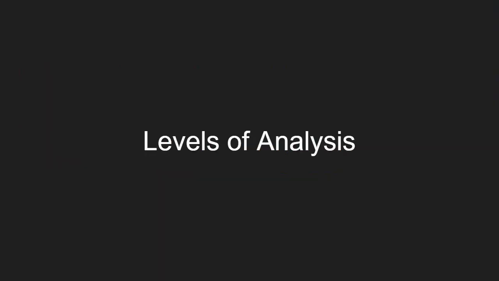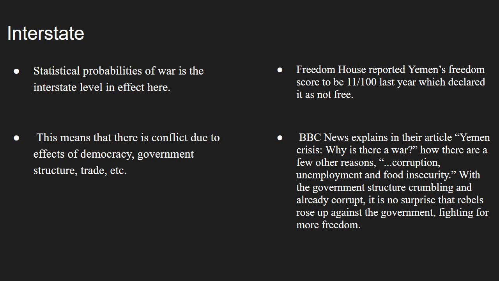Levels of analysis. Interstate. Statistical probabilities of war is the interstate level in effect here. This means that there is conflict due to effects of democracy, government structure, trade, etc. Freedom House reported Yemen's Freedom Score last year to be 11 out of 100, which declares it as not free. BBC News explains this in their article, Yemen Crisis, Why Is There a War? There are a few other reasons, corruption, unemployment, and food insecurity just being a few among them.